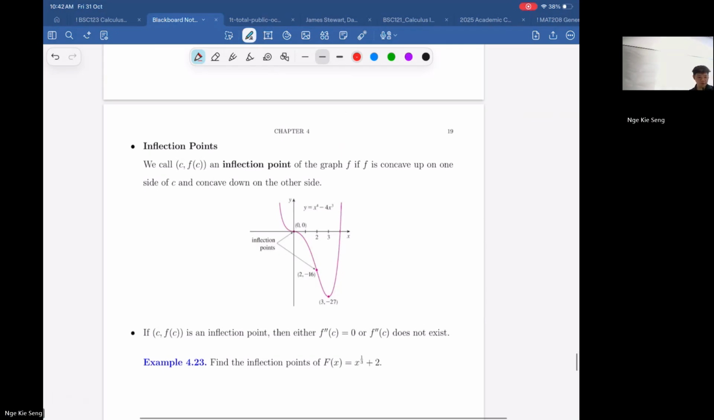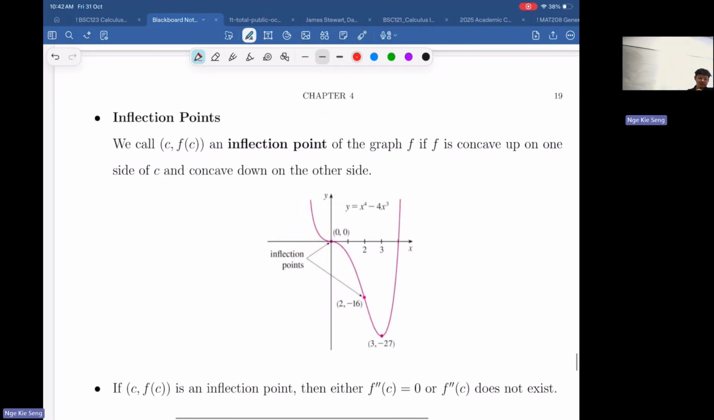So we'll call a point c, f(c), an inflection point of the graph of f if it is concave up on one side and concave down on the other side. So this is another generalization of what we have from the first derivative. First derivative positive on one side, negative on the other side, you learned that it is a local extreme point. But if your second derivative is positive on one side, negative on the other side, then this point is what we call an inflection point. This is not a local extreme point. It's like you are doing a turn around at that point.